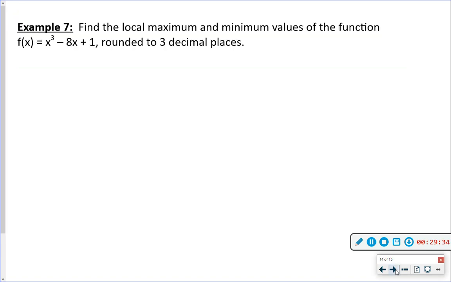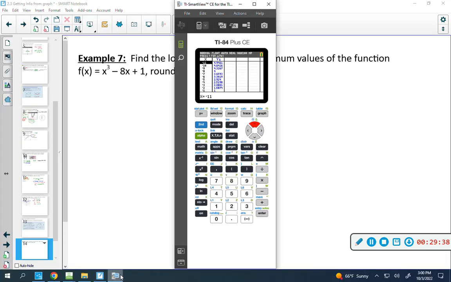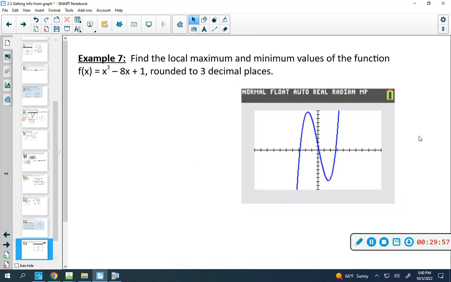So find the local max and min of the function rounded to 3 decimals. All right, let's get this guy typed in. So y equals, as always, I'm going to clear this out, x cubed minus 8x plus 1. I'm going to hit graph. That looks pretty good. I was going to say I might have to change my window if I can't see it, but this looks pretty darn good.